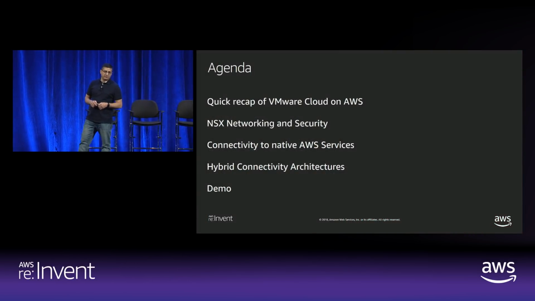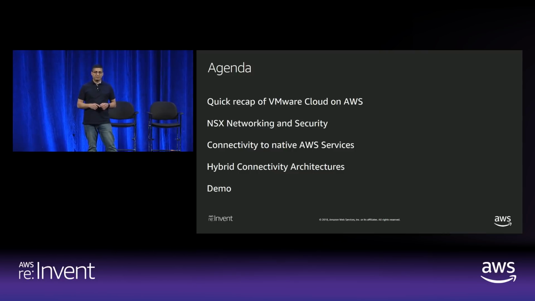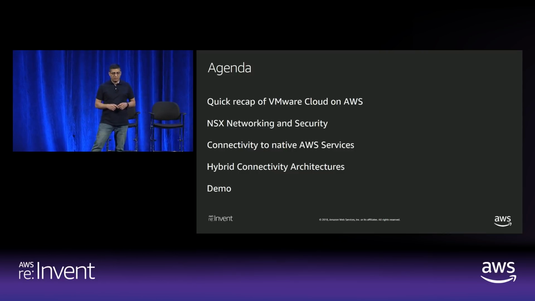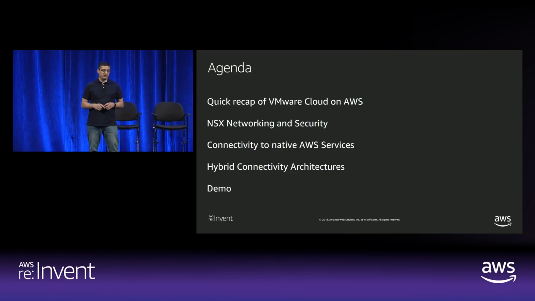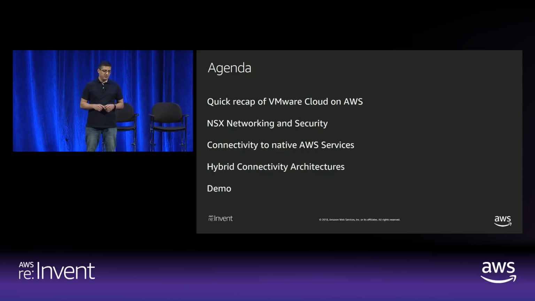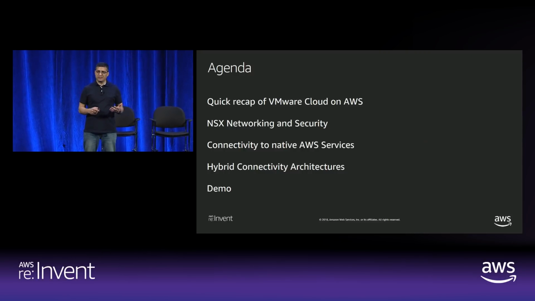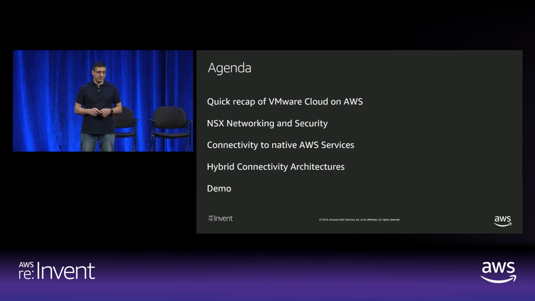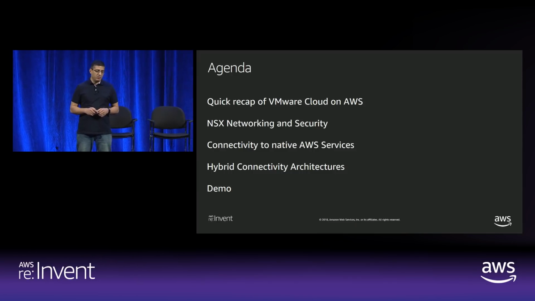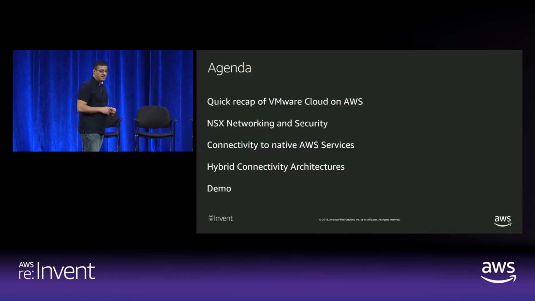In today's session, we'll provide a quick recap of the VMware Cloud on AWS offering. We'll also go over the new networking and security capabilities of NSX-T, which is the primary networking component that builds out the VMware cluster on AWS. We'll also go over the connectivity options to native AWS services.